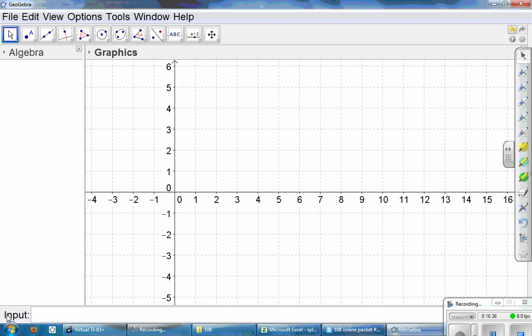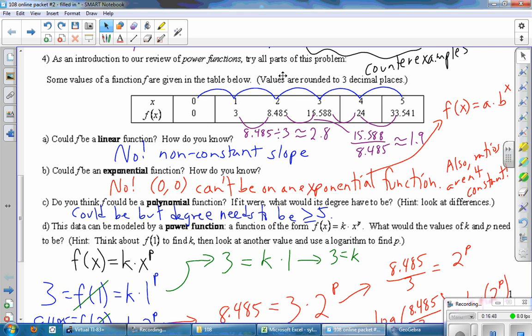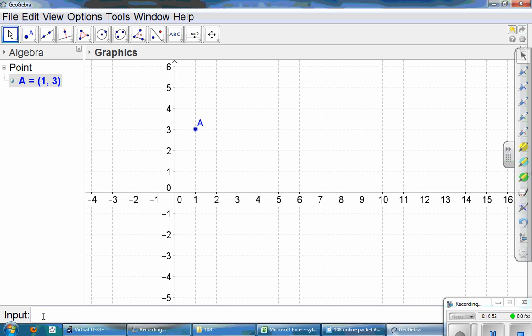And to plot a point, you just go to this input bar down here, you type parentheses, 1, 3. And it already typed the other parentheses because it's smart. Hit enter and great. There's the point 1, 3. And then the other point we said was going to be 2 and 8.485. So parentheses 2, 8.485. Hit enter.